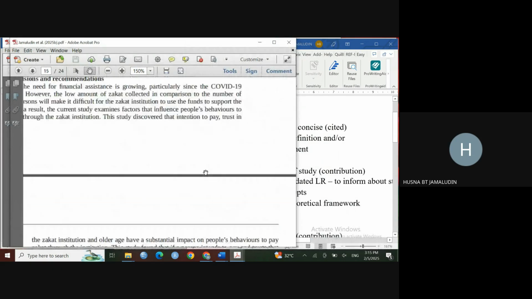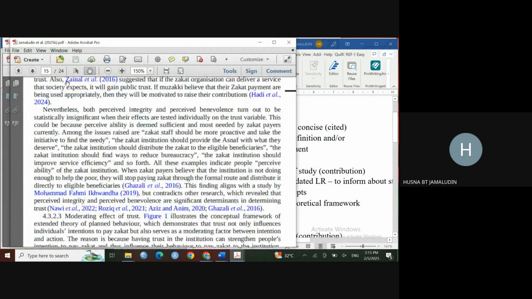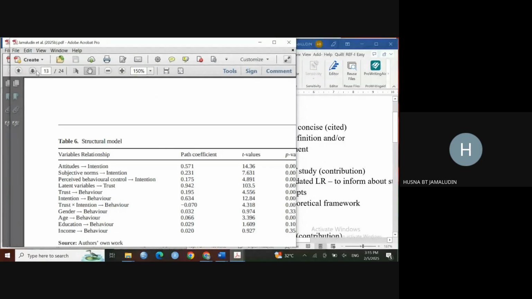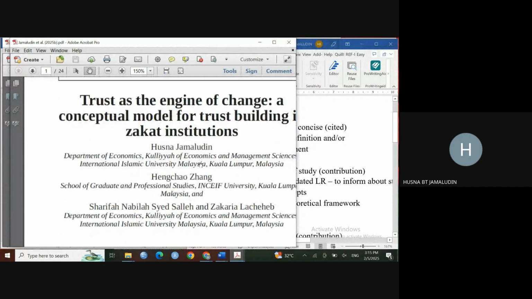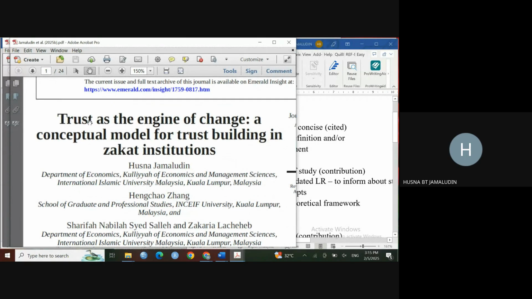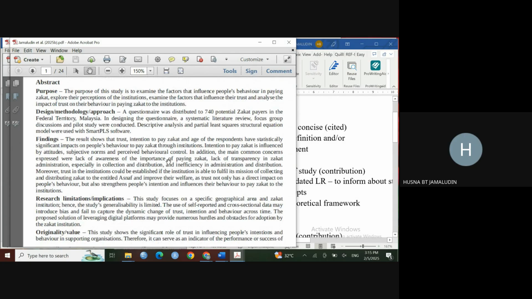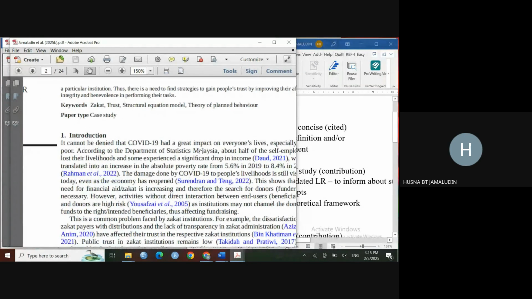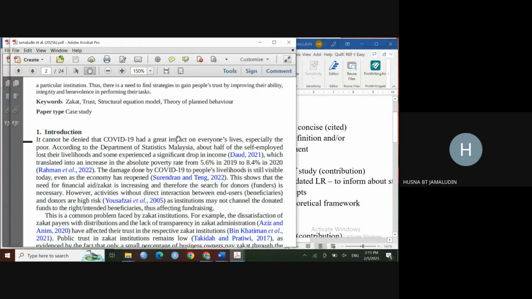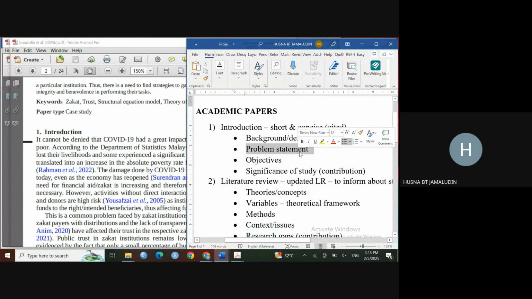Simple topic. I love to show this paper because it's a simple paper. Okay, let me write it here. Okay, so this paper is about trust for zakat institutions. Well, people are very familiar with zakat, right? So you don't really have to explain what zakat is about, right? People, especially Muslims, right? Okay, but then because I think that zakat is something known, there is no need for me to explain about it.